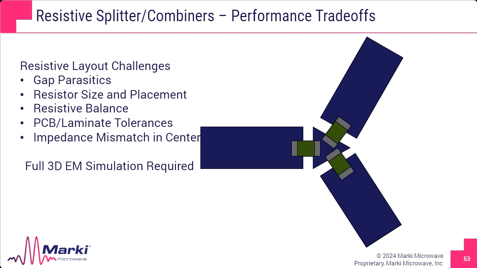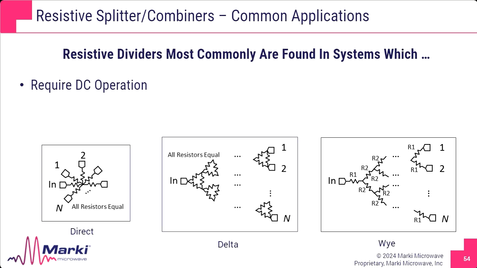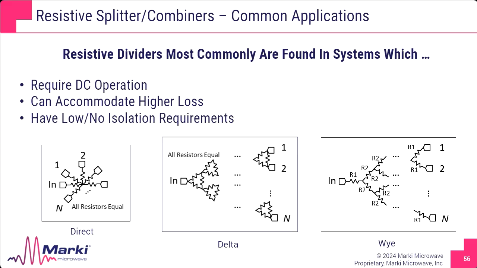So what kind of systems use resistive dividers? Well, if you have a system that requires DC operation, you are limited to the resistive divider. Additionally, systems that can accommodate higher loss, these are great because they're cheap. You can buy them. Affordable, I should say. They are found in systems that have low or no isolation requirements. So there are systems where the isolation from port to port doesn't matter as much as, say, DC operation or great balance.